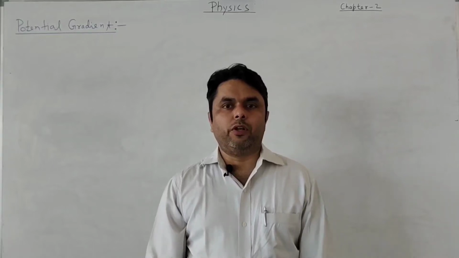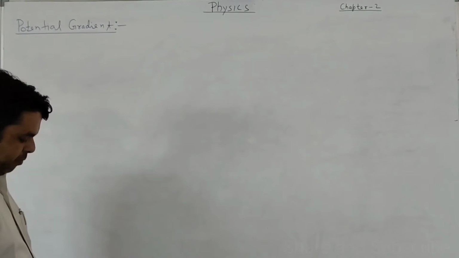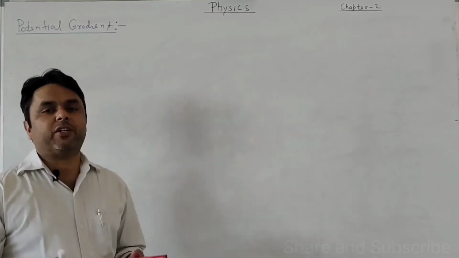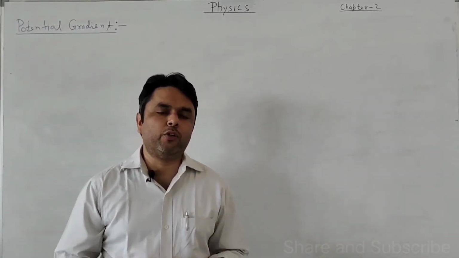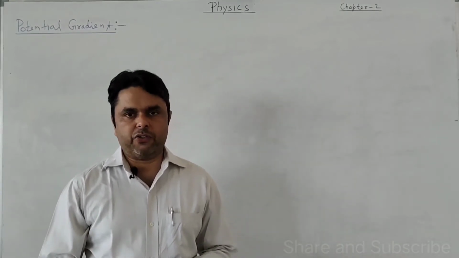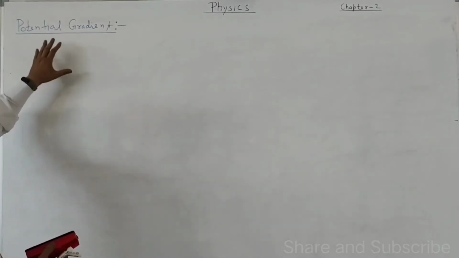Hello everyone. Today we are going to discuss a very interesting topic related to the potential gradient, chapter 2, electric potential and capacitance. First we will start with the definition of electric potential. Electric potential क्या होता है? The amount of work done to bring a charge from infinity to that particular point without acceleration is called electric potential. Today we are discussing the potential gradient.